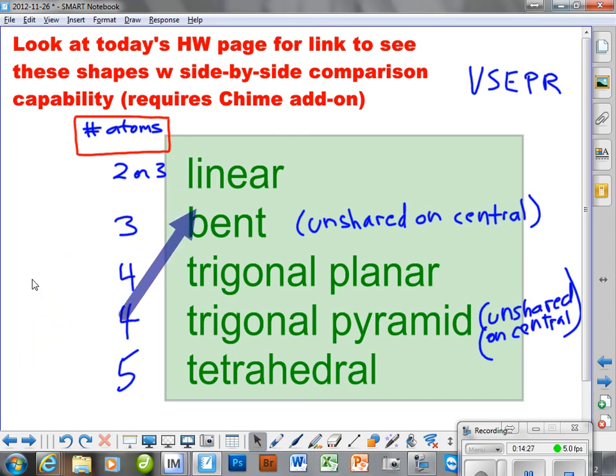If it has unshared pairs, it will be bent. And same thing with trigonal planar and trigonal pyramidal. Unshared pairs on the central atom make it a trigonal pyramid instead of a trigonal plane. And so that's how we determine that shape.